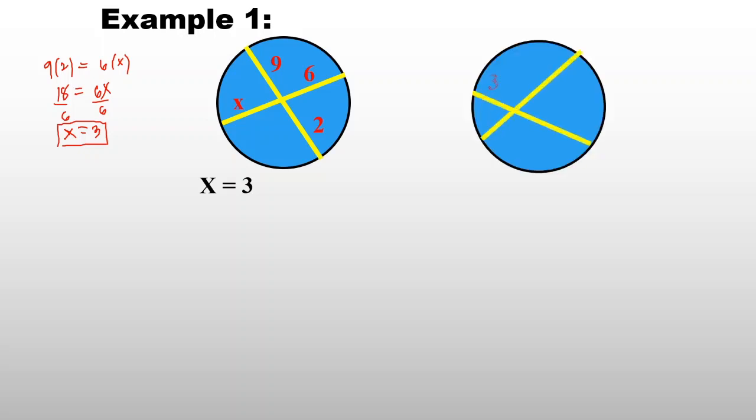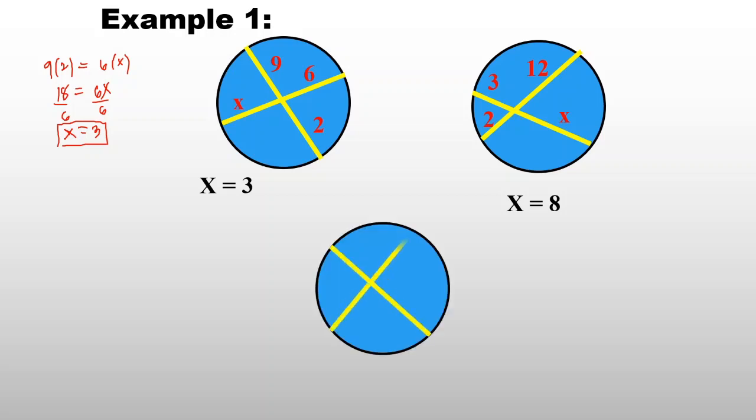What about in the second figure? The length of this part of our chord, this x, is x equal to 8. Very good. Then the other one, the measure of x right here is 1. X is equal to 1.